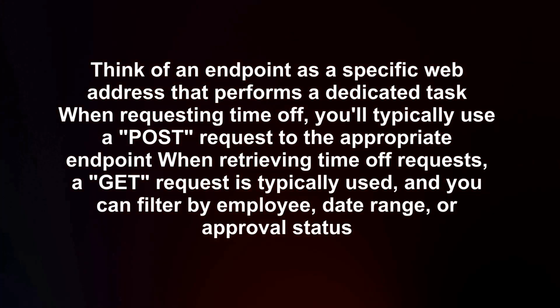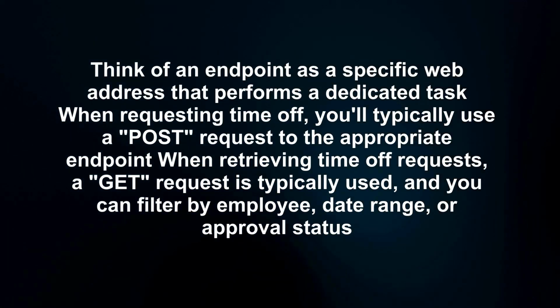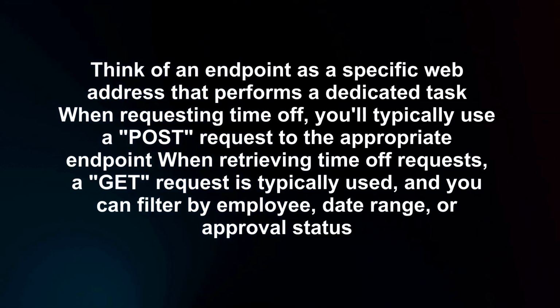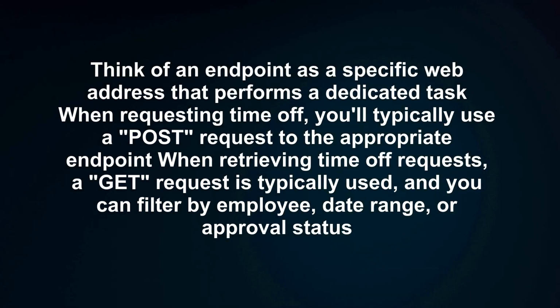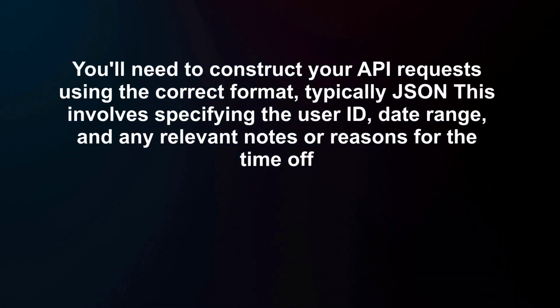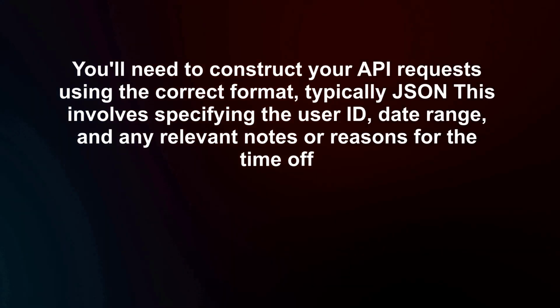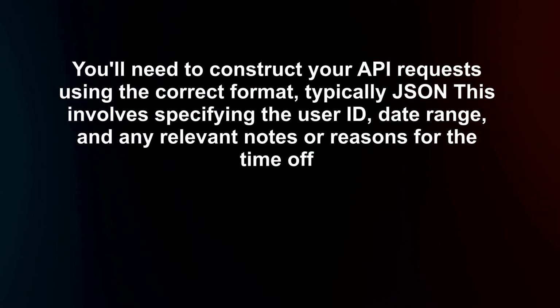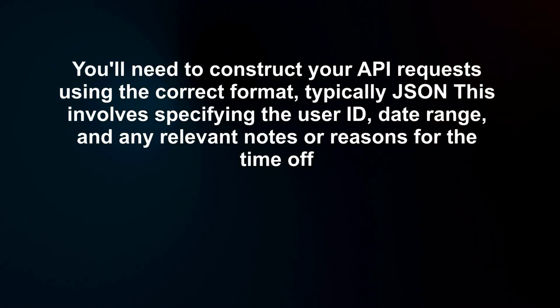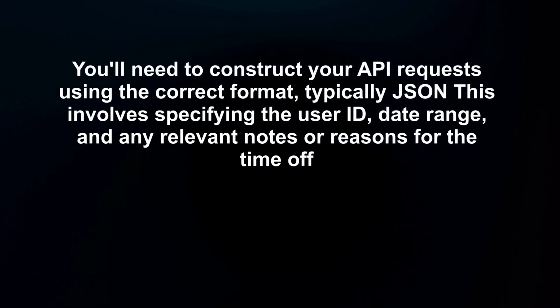You'll typically use a POST request to the appropriate endpoint when requesting time off. A GET request is typically used when retrieving time off requests, and you can filter by employee, date range, or approval status. You'll need to construct your API requests using the correct format, typically JSON. This involves specifying the user ID, date range, and any relevant notes or reasons for the time off.